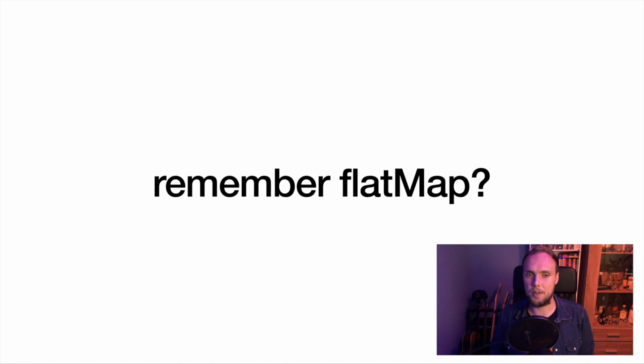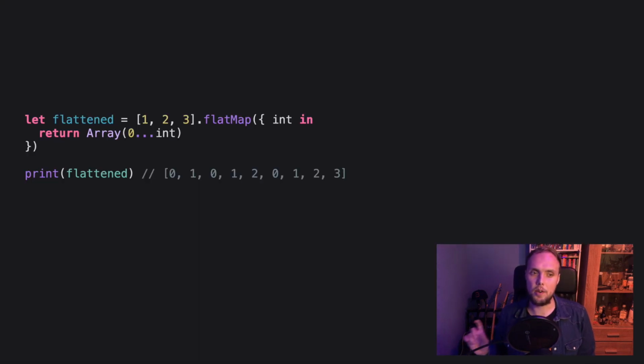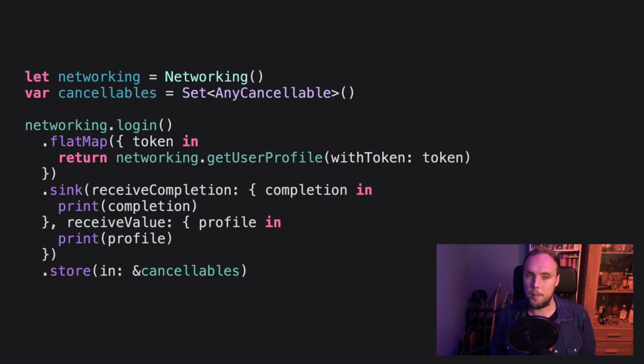However, do you remember flat map that I showed you earlier? It looked like this. So you take an array of integers, flat map over it, create new arrays, and then you end up with a single array with no nesting. Now we can do the same here for our networking calls. We can call networking.login, which will return a publisher that we can subscribe to. We can also flat map over this publisher.